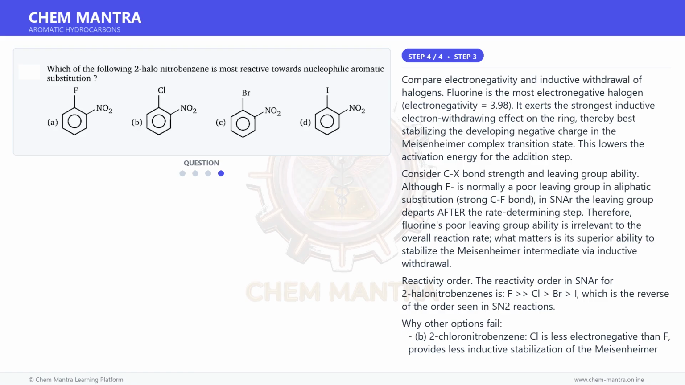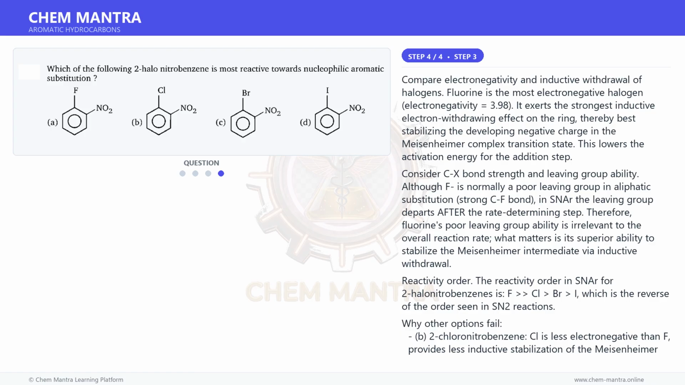Reactivity order. The reactivity order in SNAr for 2-halonitrobenzenes is F > Cl > Br > I, which is the reverse of the order seen in SN2 reactions. Why other options fail? B. 2-chloronitrobenzene, Cl is less electronegative than F, provides less inductive stabilization of the Meisenheimer complex, so it is less reactive than F.